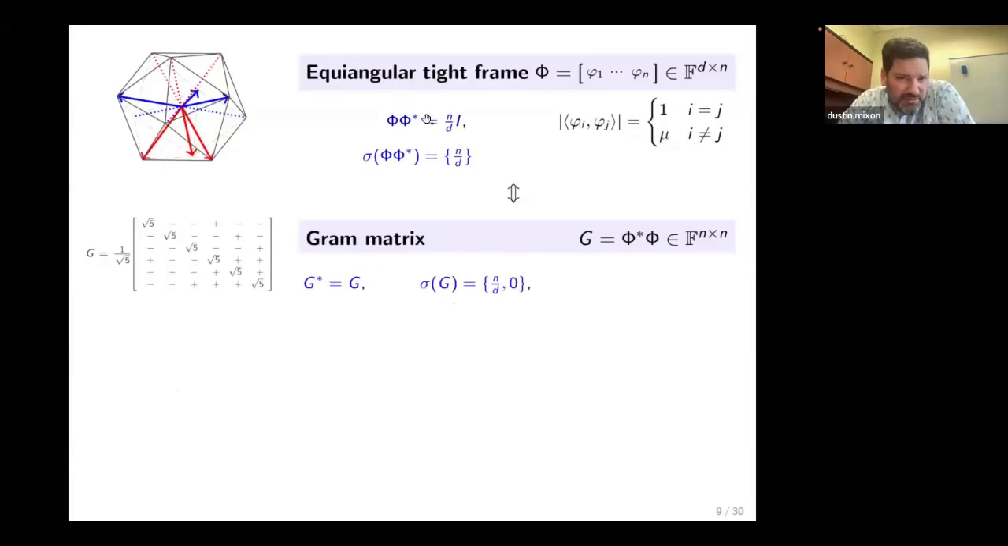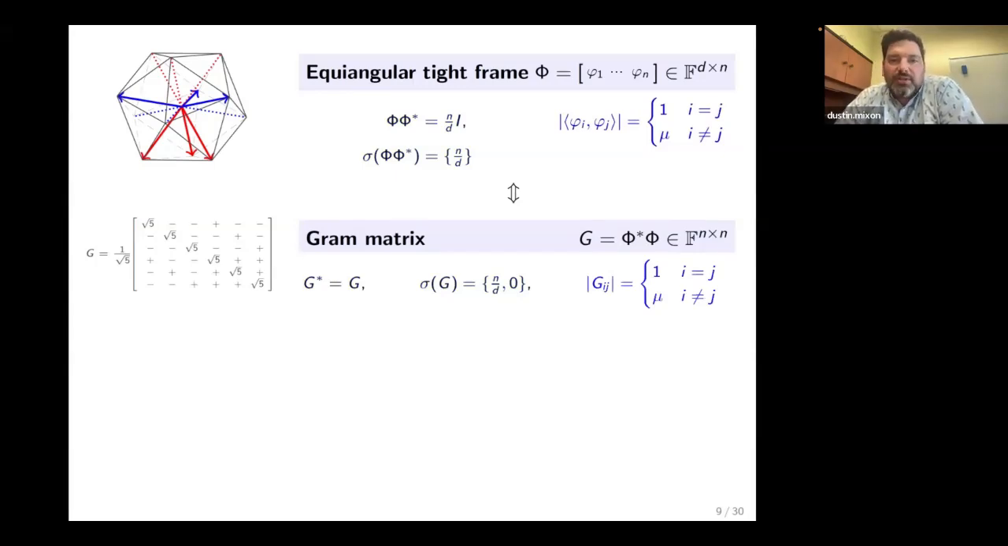What we also want is for our matrix to be tight, and you can see that by inspecting the spectrum. So being tight is equivalent to phi phi star having a single eigenvalue. That's what it means to be a multiple of the identity. It's self-adjoint, so that's equivalent. And then the spectrum of phi phi star is the same as the spectrum of phi star phi, except for some zero padding on the spectrum. So that's what we're saying here. And then, yeah, the off-diagonal needs to be constant.